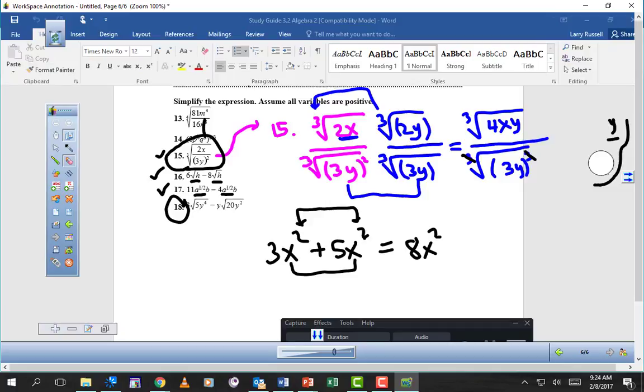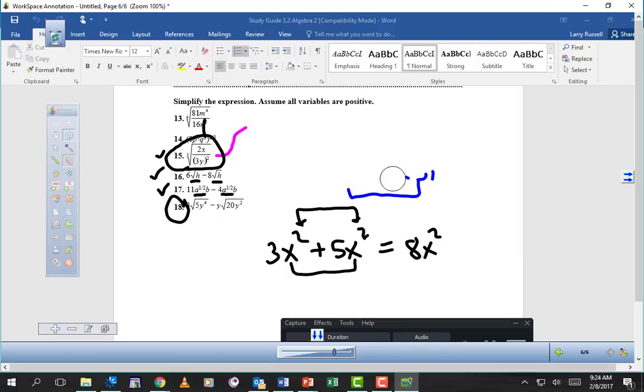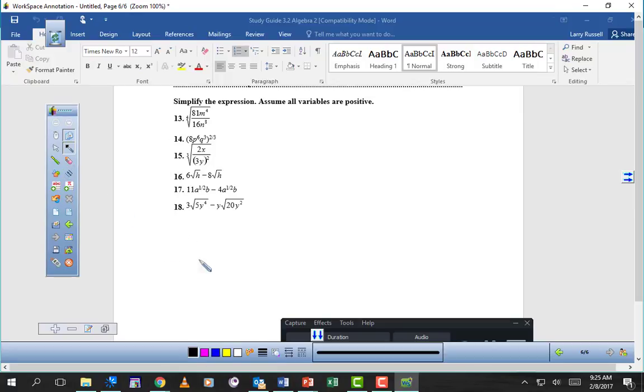It'd be a good idea to pause the video and try it on your own first. Maybe see if you could simplify that one on your own. But keep in mind, like I've been saying, you cannot add these two because they're not the same. They're not the same, at least yet. And so that's the clue, though. These aren't the same.